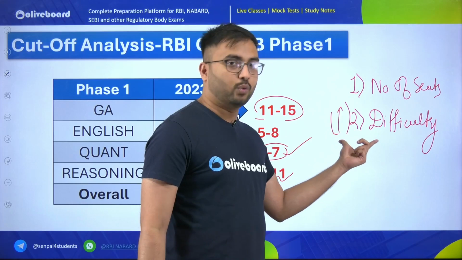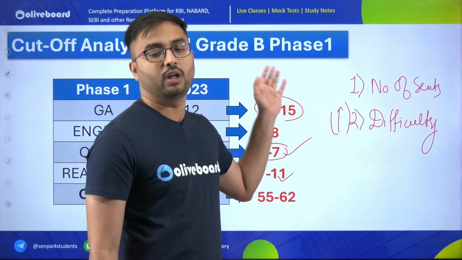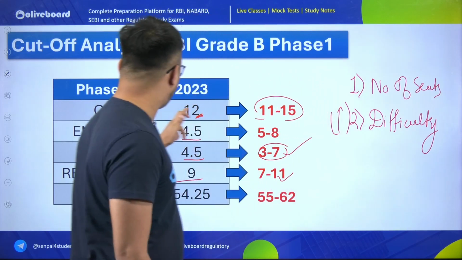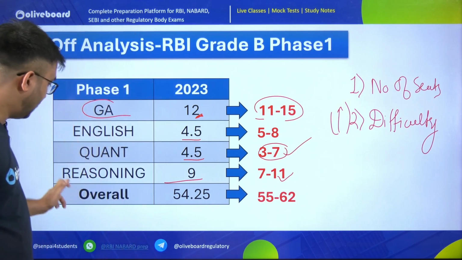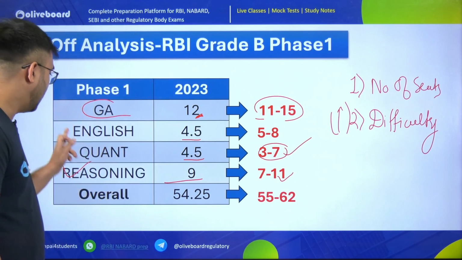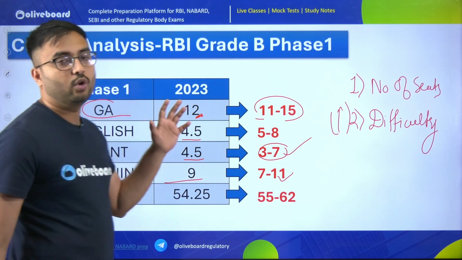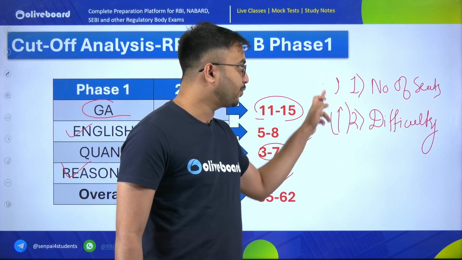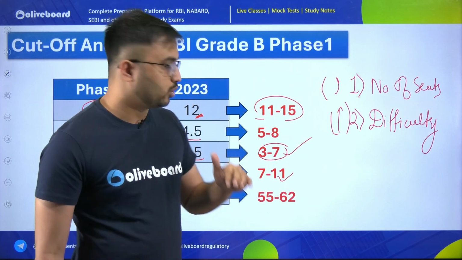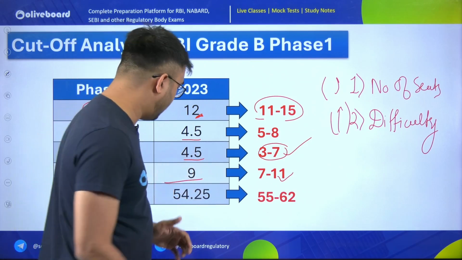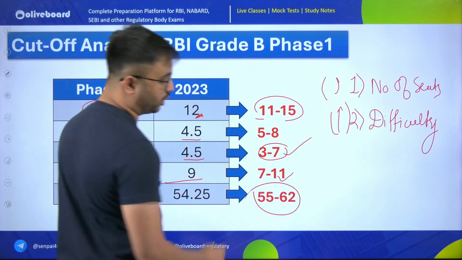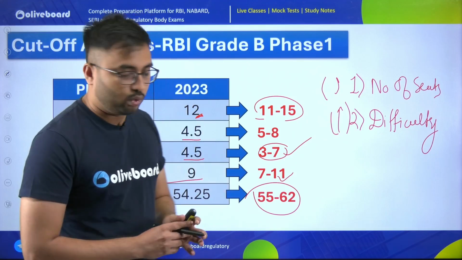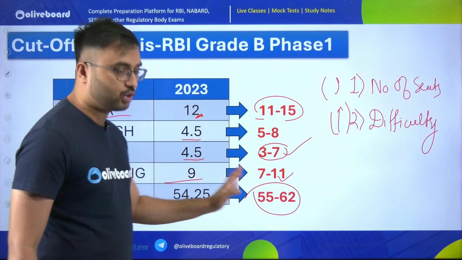Considering that difficulty was also high, as many students are saying, especially for 2 sections, that is quant and reasoning, and now you can even say GA. Why GA? For most students, reasoning was okayish and English also was okayish, but quant and GA were a hard nut to crack. So considering difficulty was high, and the number of seats is already low, the overall cutoff should definitely be between 55 to 62 marks, considering the lower number of seats and the difficulty. So these are the overall ranges of the cutoff.